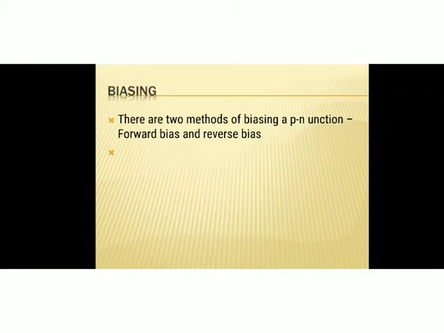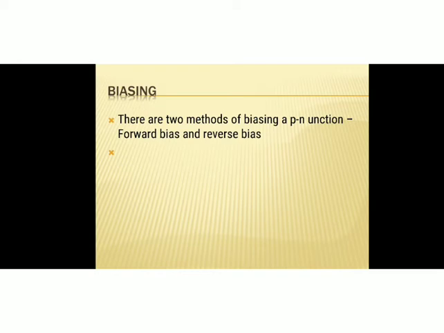Next, we can discuss the biasing of a PN junction diode. What do you mean by biasing? Biasing means applying external voltage to the diode. We can apply external voltage to the diode in two ways. Accordingly, there are two types of biasing: forward biasing and reverse biasing.